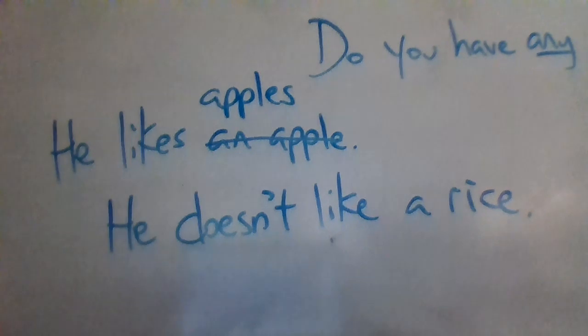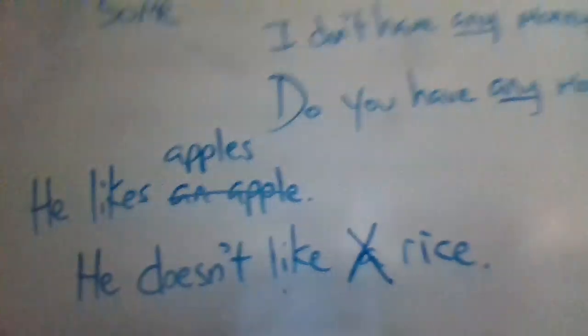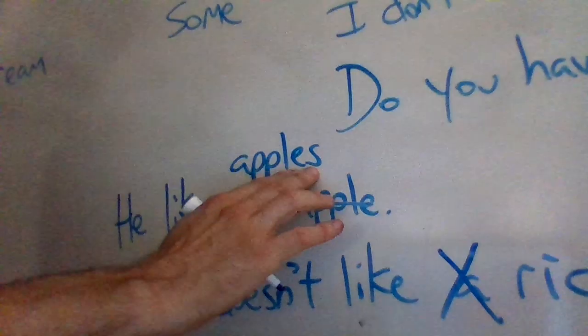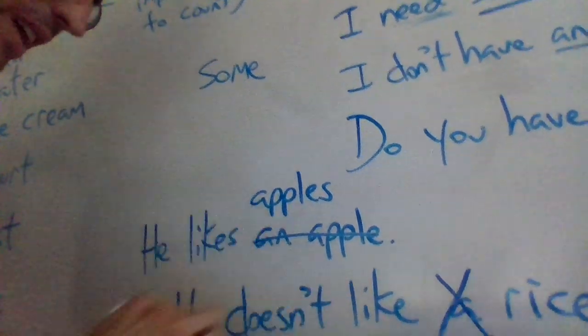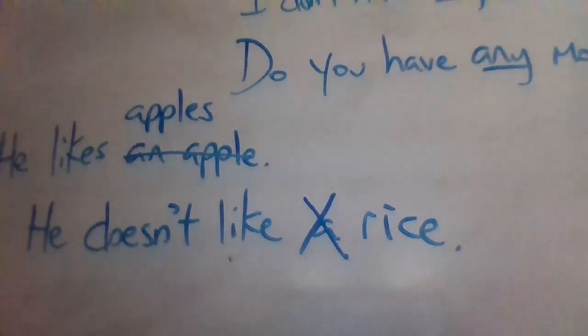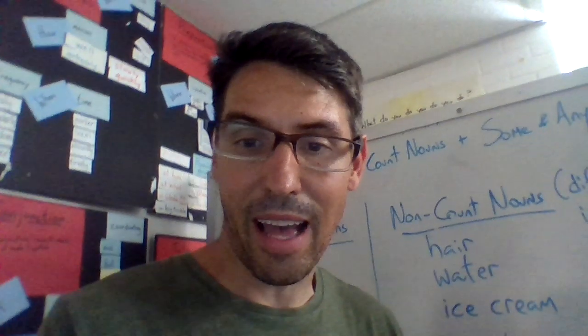And then over here, he doesn't like a rice. Now rice is not countable, so we're not going to use a. Rice is non-count. If it's countable, we're going to add an S. We're not going to use an article. We're not going to use a, an, or the. Over here we're just going to not use an article and just use the plural or non-count noun. All right, hope you learned something, and keep learning.